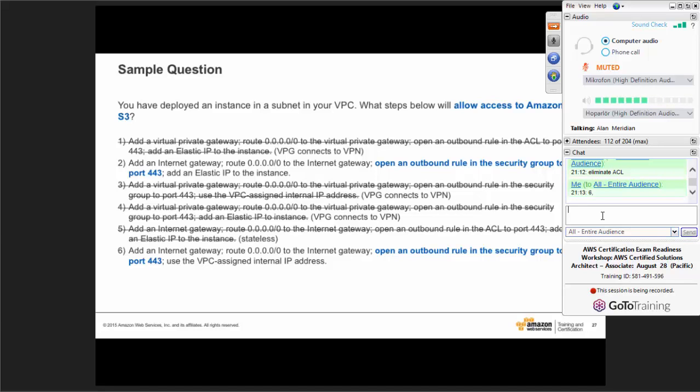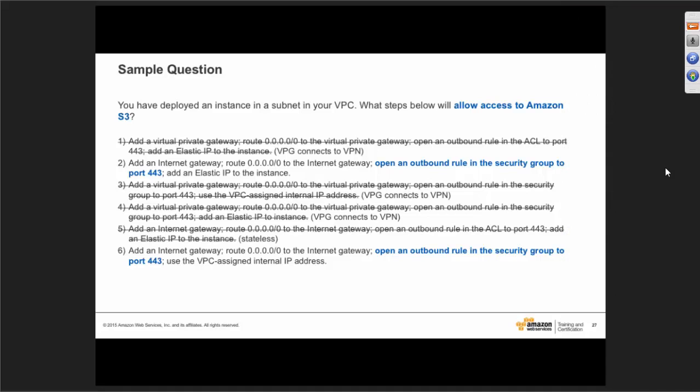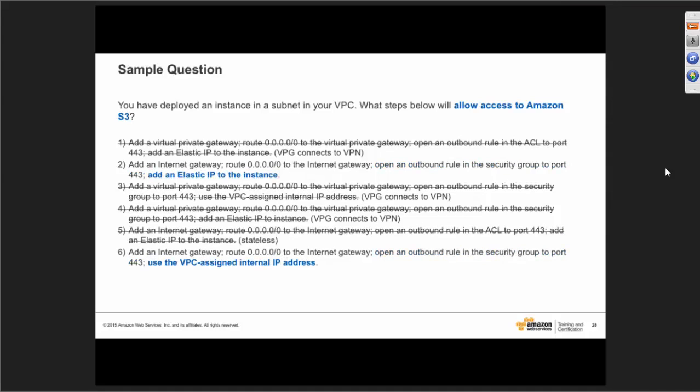So now you look at 2 and 6. You look at the difference between 2 and 6. 2 and 6 says I have an elastic IP or I have a VPC assigned internal IP address. So this is where you have to think just a little bit more. If I'm talking to the internet, I'm talking with a public IP address, so it has to be number 2.